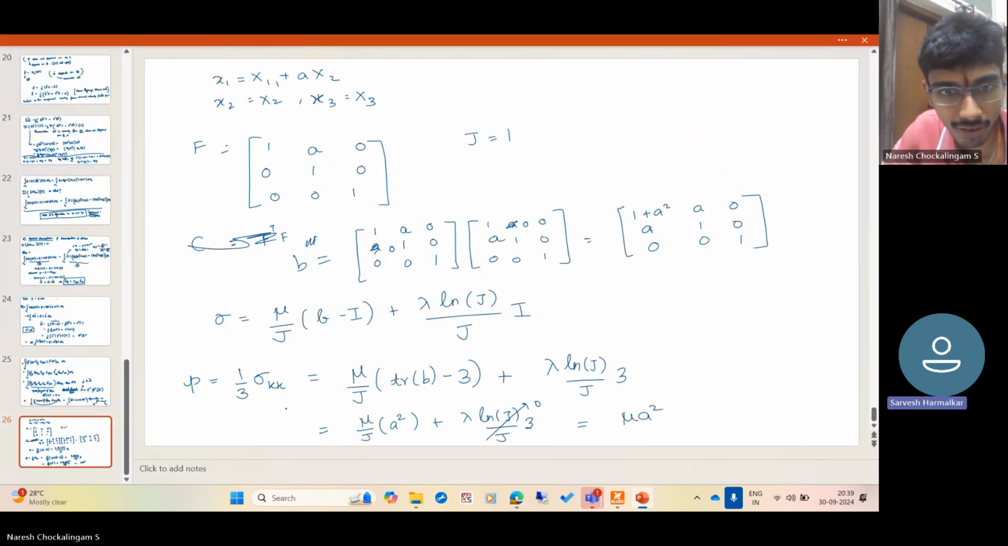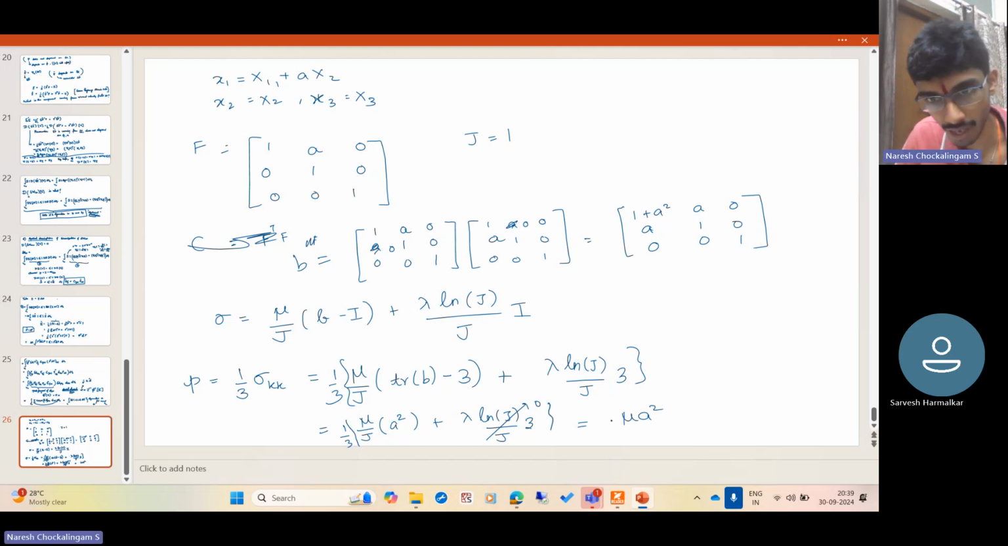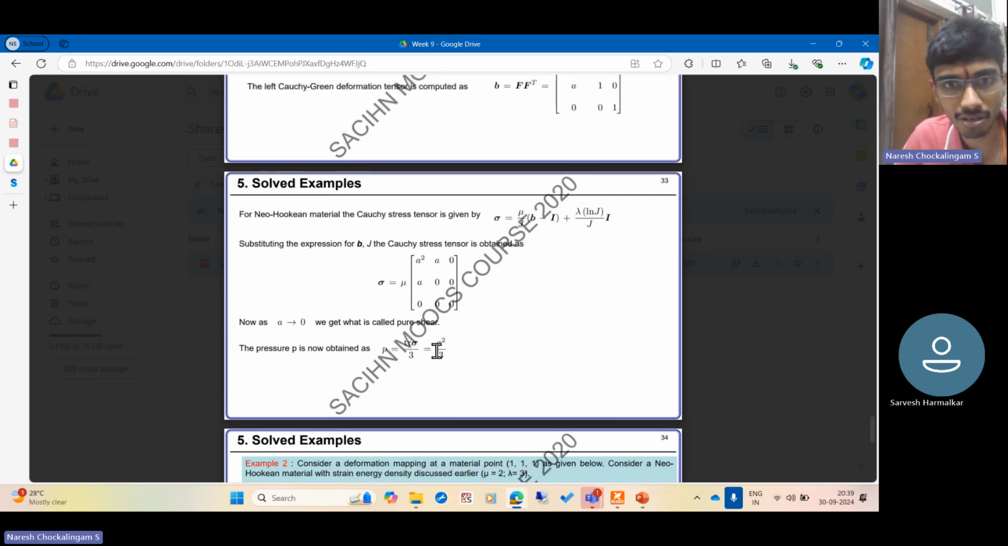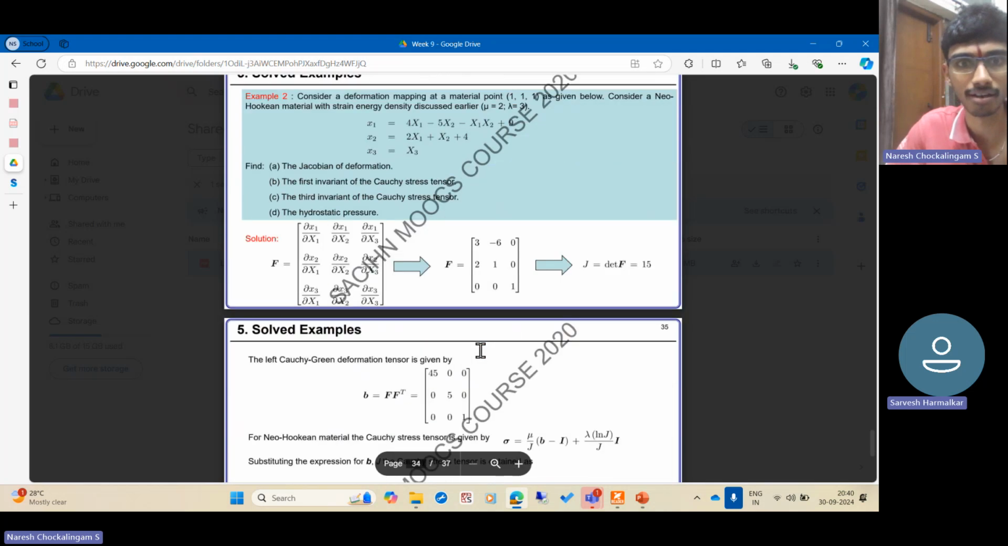Yeah, mu A square by 3 actually it should be. Okay, there is a 1 by 3 that I missed. It's mu A square by 3. You said he has missed out a mu here, right? Yeah, correct. It should be mu A square by 3. And please solve the last one also, because I'm getting a different answer.